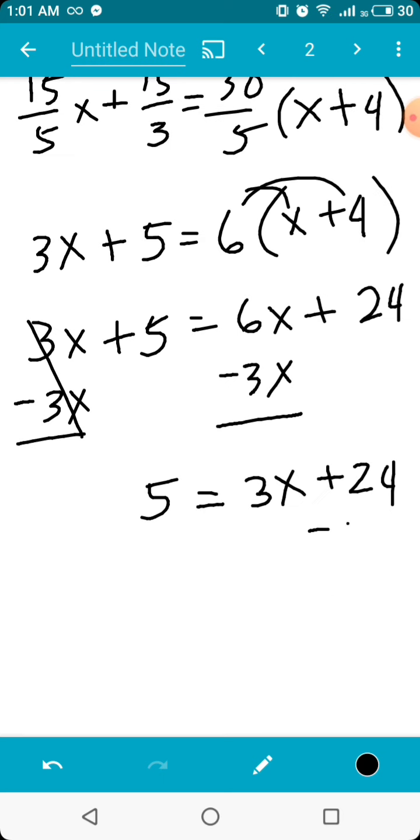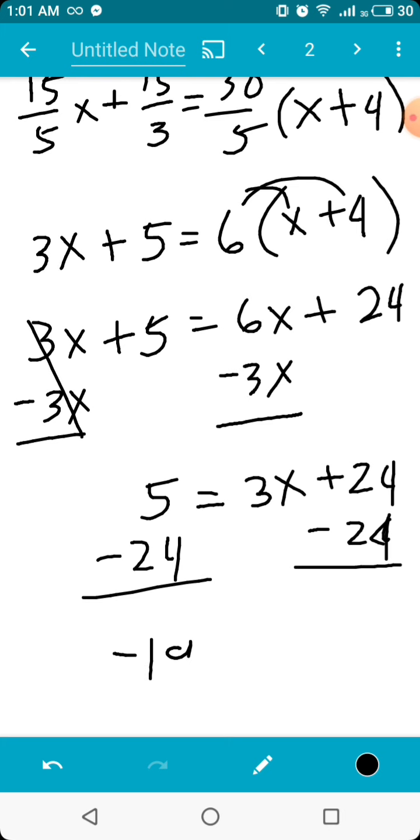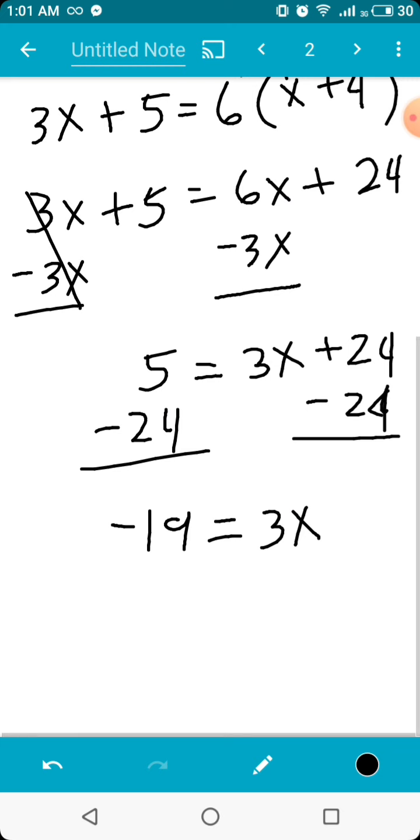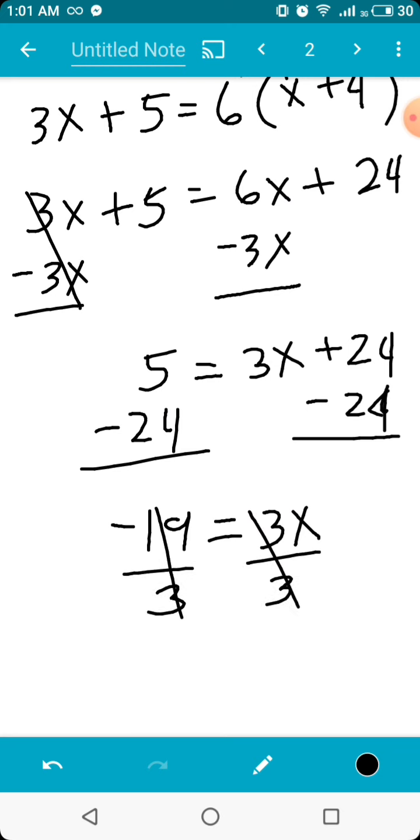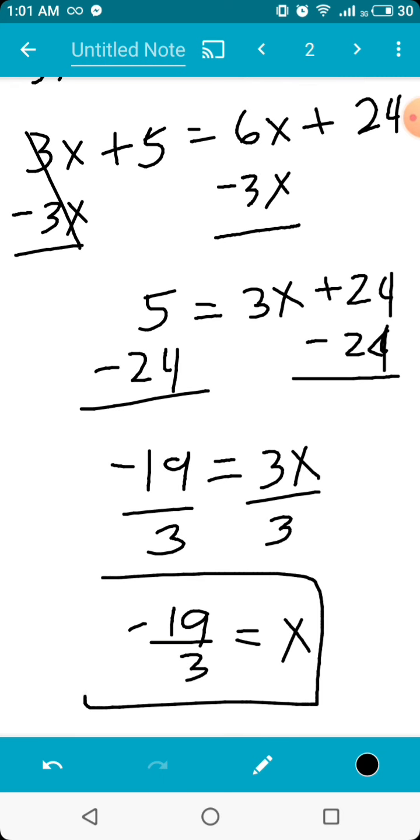And then, i-cancel natin to. So, minus din sa kabila. So, meron tayong negative 19 dito. And then, yung natira na lang dito ay 3x. So, to get the value of x, divide by 3, so we'll get the same answer na negative 19 over 3 as the value of x. Okay? So, it's up to you guys kung ano yung gagamitin nyo. Basta, mag-meet pa rin tayo dun sa same na sagot. Okay?